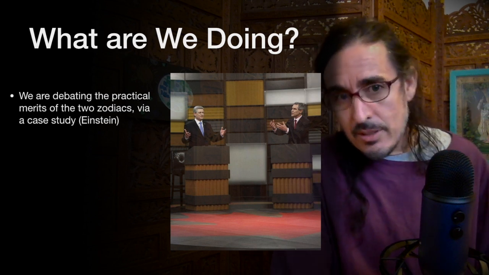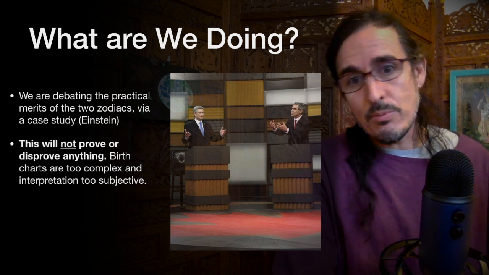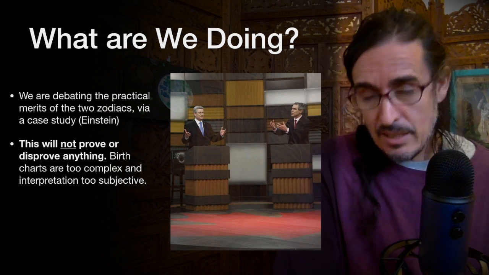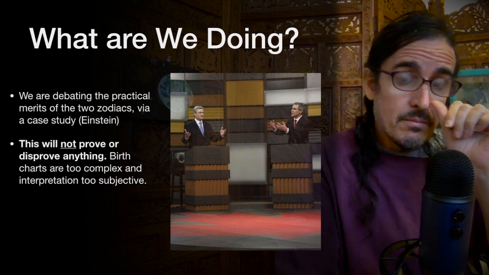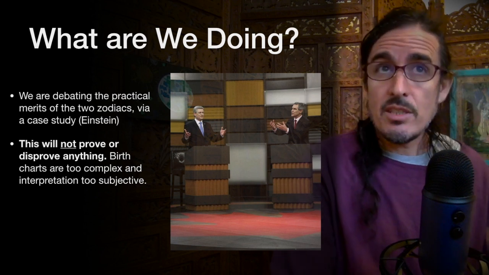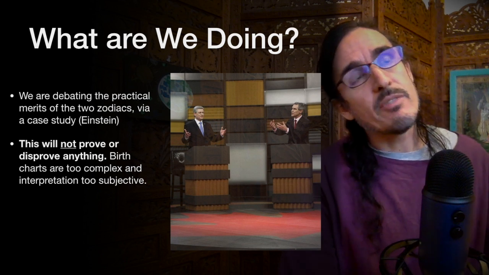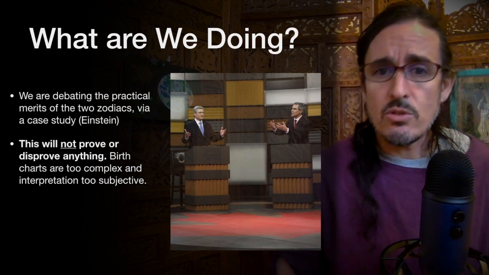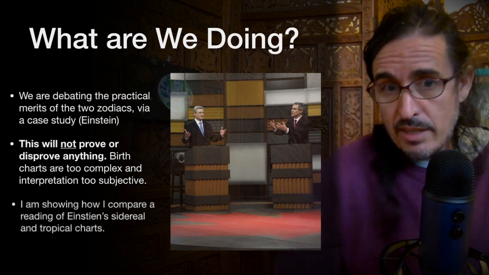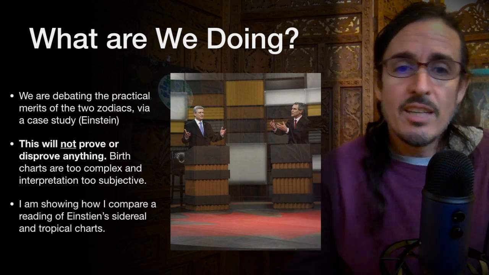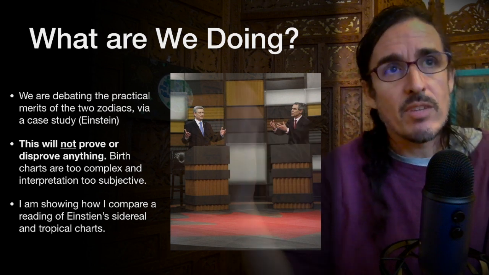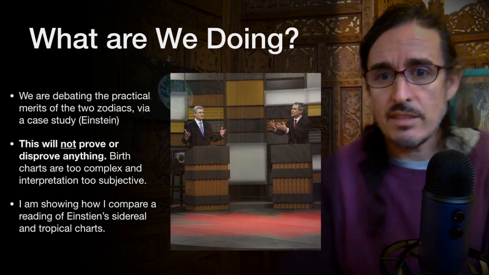Now, what we're not doing, we're not going to be able to prove or disprove anything by doing this. Why not? Because astrology and birth charts are just too complicated, too complex, and the very issue of interpretation itself is too subjective. Then what's the point of it? The point of it is to show you how I would compare tropical and sidereal in a particular case study like Einstein. It's not even just the interpretation of the chart which is subjective. Even the comprehension of the person, the native, is so subjective.